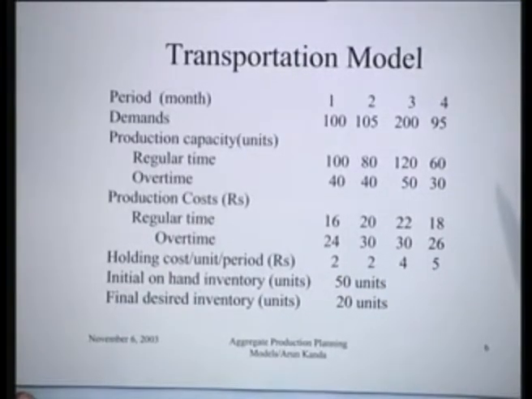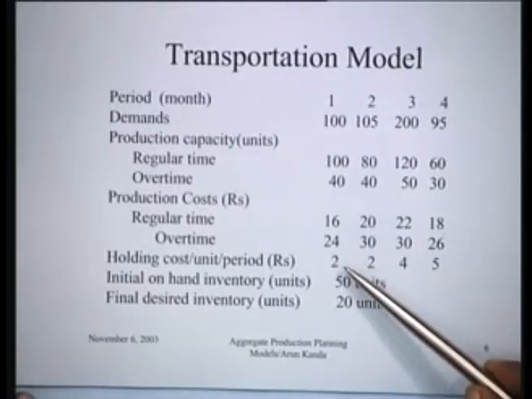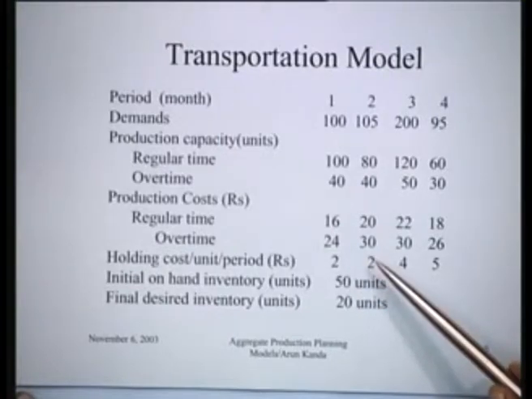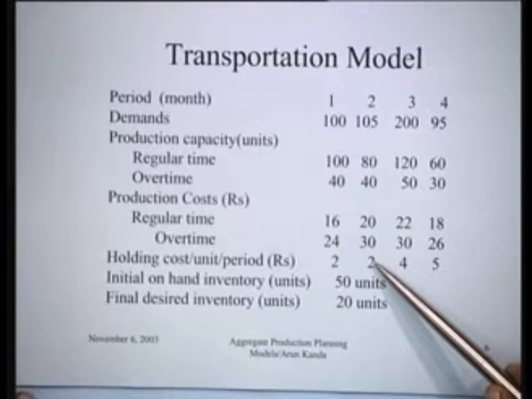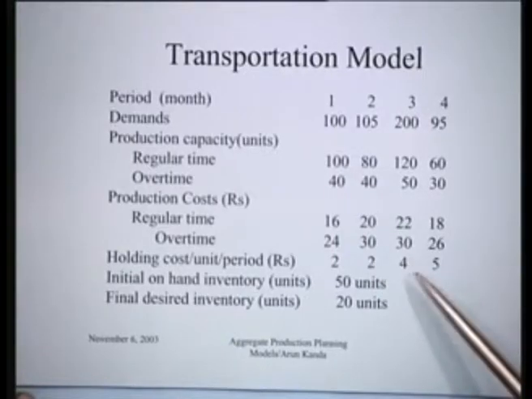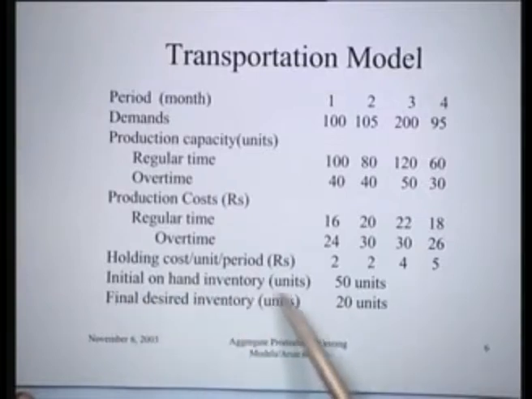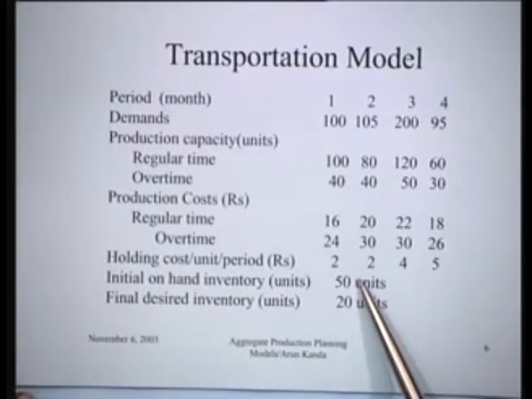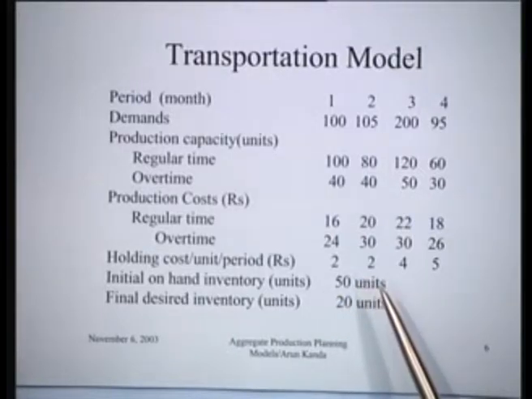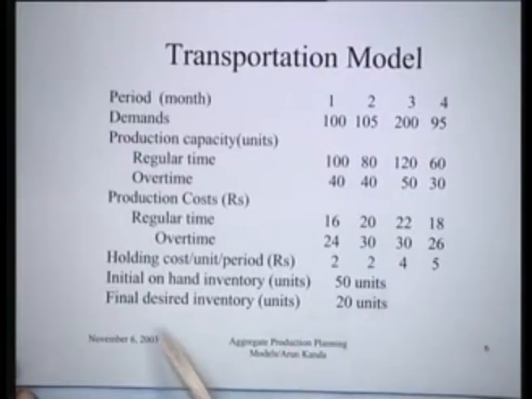What this means essentially is that it costs you 2 rupees to hold an item in inventory in the first period. Similarly, it costs you 2 rupees to hold an item in the second period, and in the third and the fourth period respectively, the costs are 4 and 5. The initial on-hand inventory is 50 because this is a legacy of the past, right? In the past planning horizon, you have 50 units left. That's what it means. And the final desired inventory is 20 units. This is what you desire at the end.